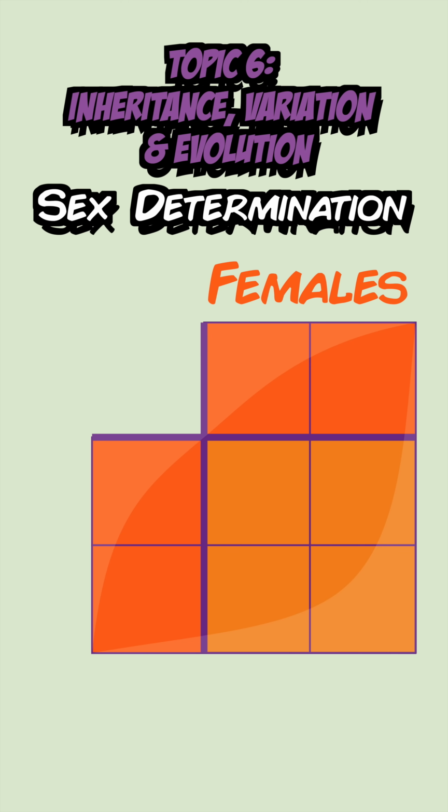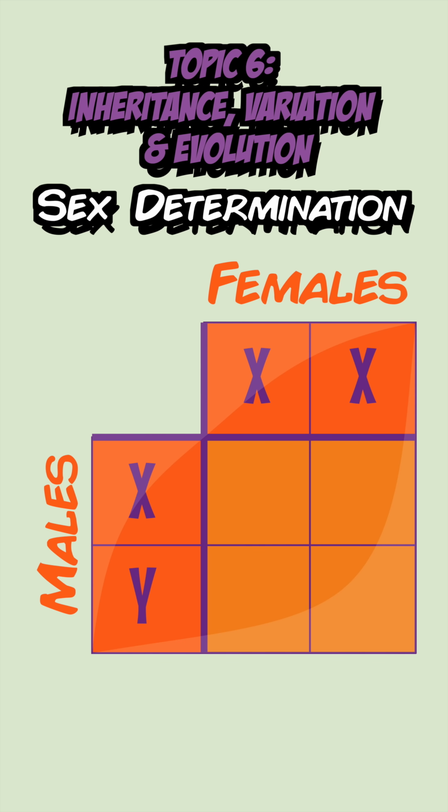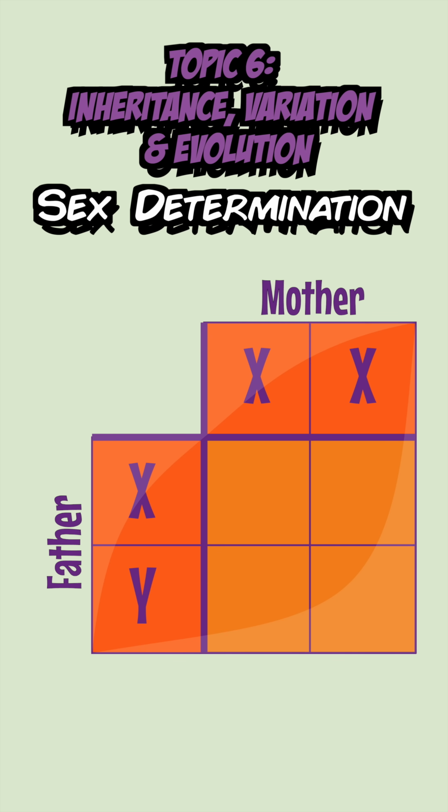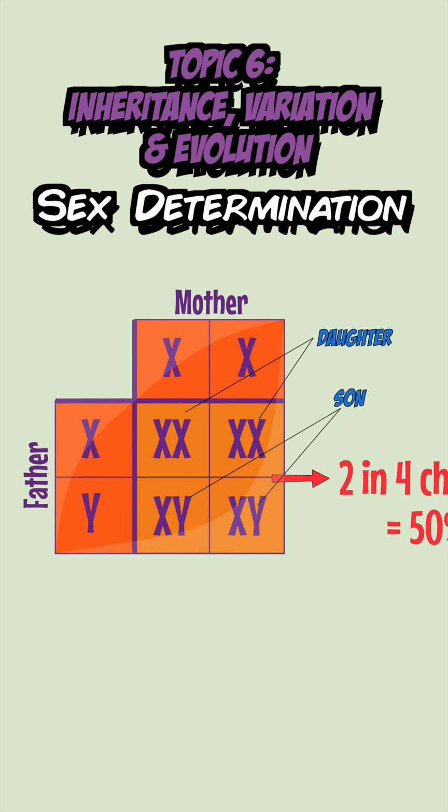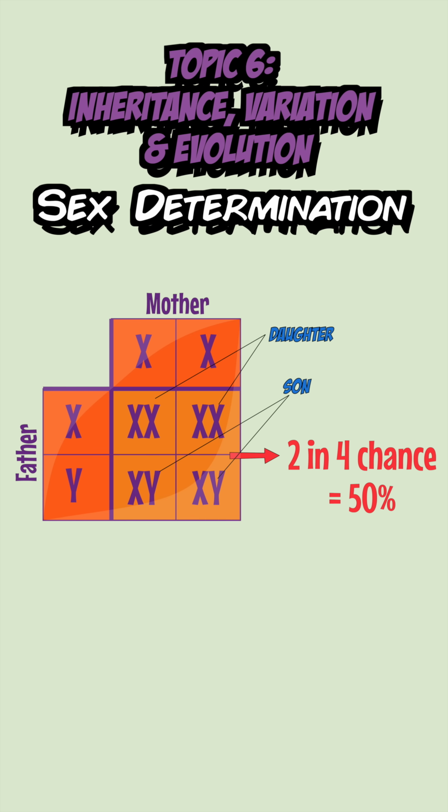Females have 2 X chromosomes, whereas males have 1 X and 1 Y chromosome. So when a mother and a father have a child, the Punnett square shows that there's a 50% chance the child will be a female with XX chromosomes and a 50% chance there'll be a male with XY chromosomes.